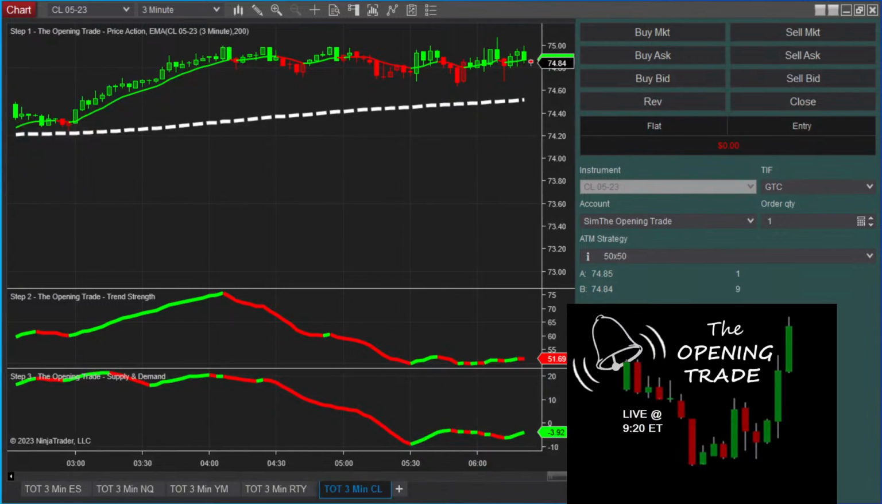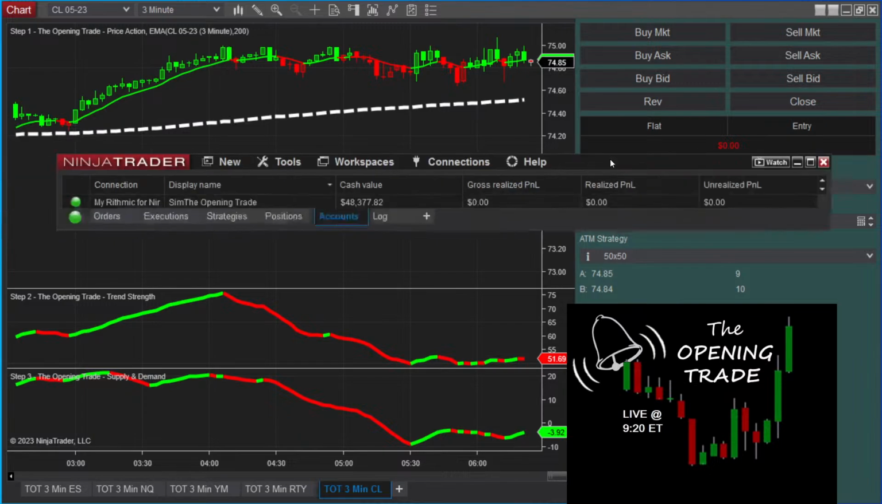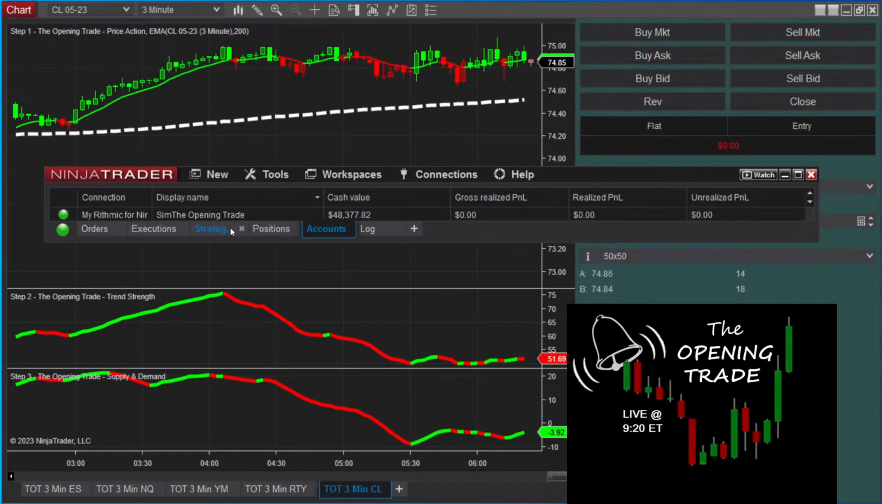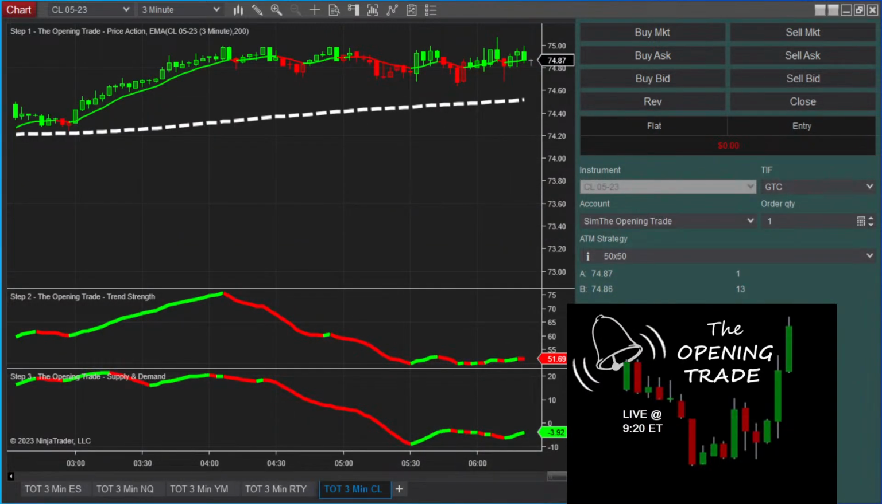All right, let's take a look at the current SIM account balance. Here we go, simulated the opening trade, cash value. This number will become this number, and this number will be after we pay our fee. It is most important that you understand what your fee schedule is, so make sure that you have that from your provider. An informed trader is a better trader, right?